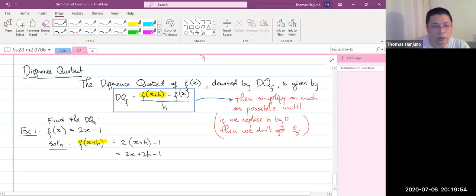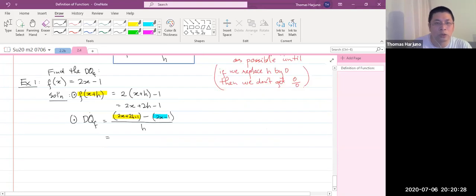Now then, if you want to skip this one and just go ahead to the difference quotient right away, go for it. But usually it gets a bit longer if you do so. So the difference quotient will be the yellow part minus the blue part. So that will be 2x plus 2h minus 1 minus 2x minus 1, over h. Then you will see the 2x cancels, the 1 also cancels, right? So I get 2h over h.